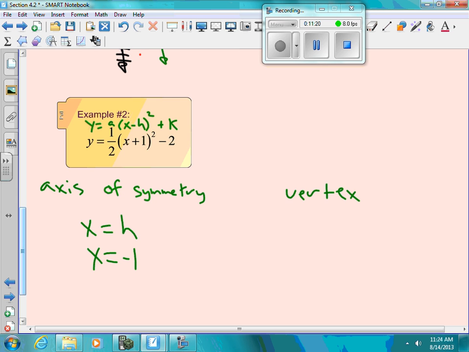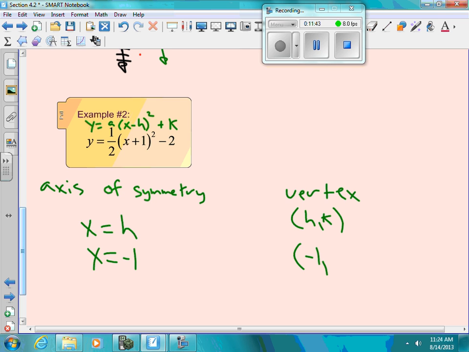To get our vertex, we need both h and k. And this is why the trick to vertex form is correctly identifying what h is. Because if you get h wrong for the axis of symmetry, you're going to get h wrong for the vertex, because they're the same value. So we identified h to be negative 1. So negative 1, our k. What is the k value?